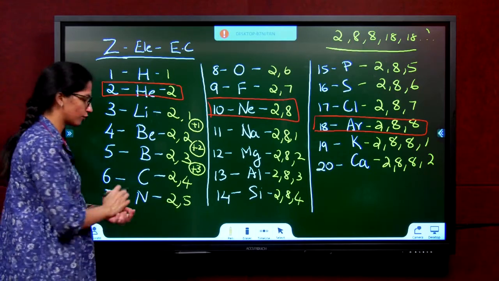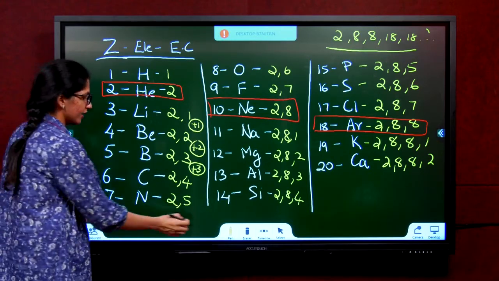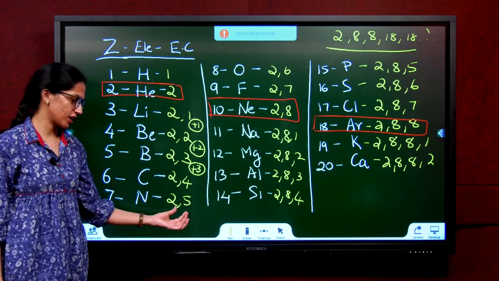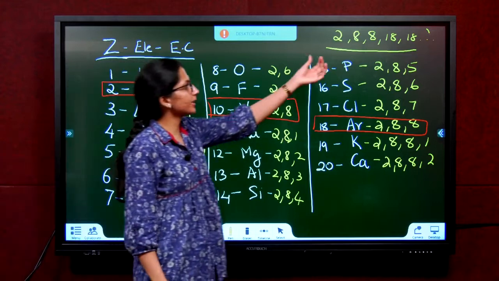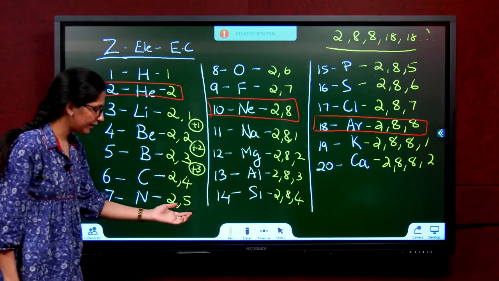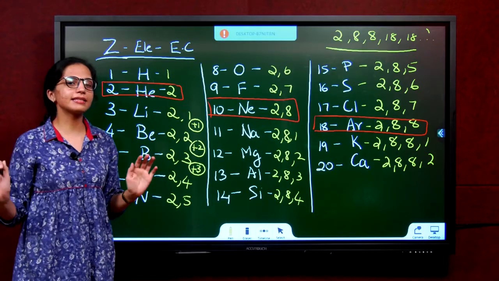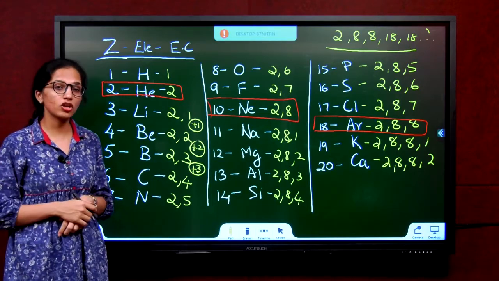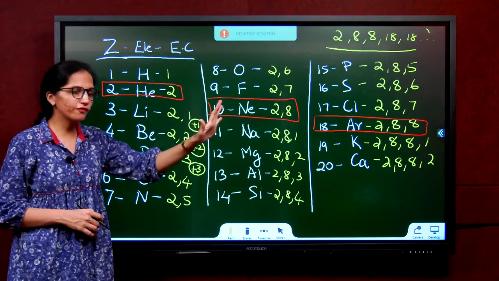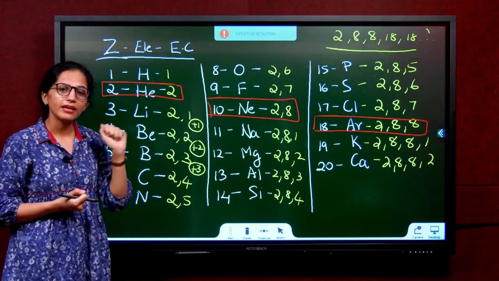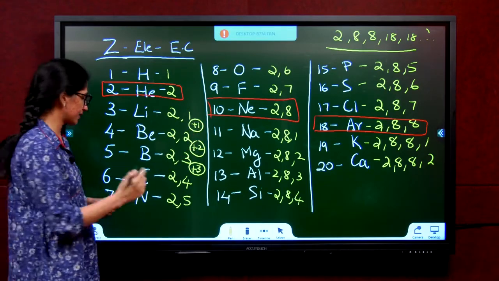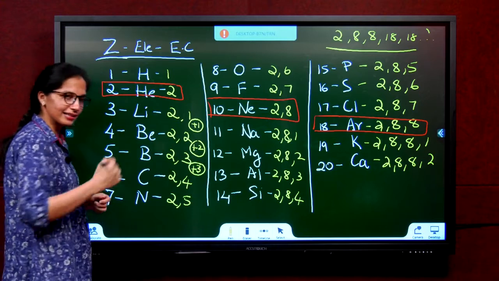Now go to nitrogen, 5. Nitrogen has 5 electrons in the second shell. It becomes stable by getting 8, which means it wants 3 more electrons and it is stable. Or what's my next option? Give away all the 5 electrons. Is it easier to give 5 or take 3? Give 5 or take 3? Smaller number always, take 3. So it takes 3 electrons.